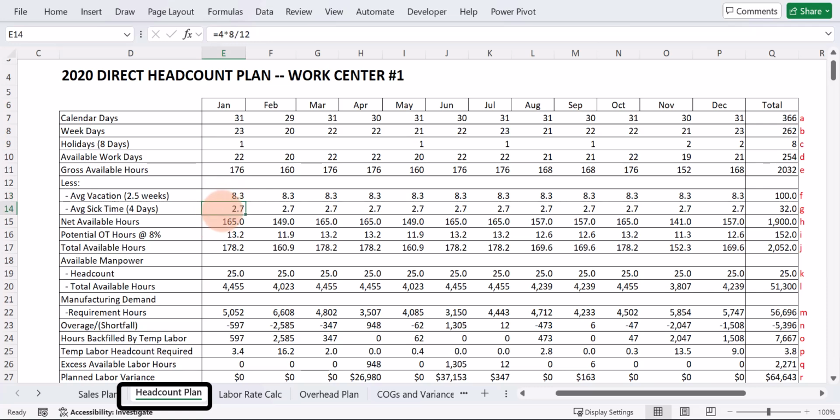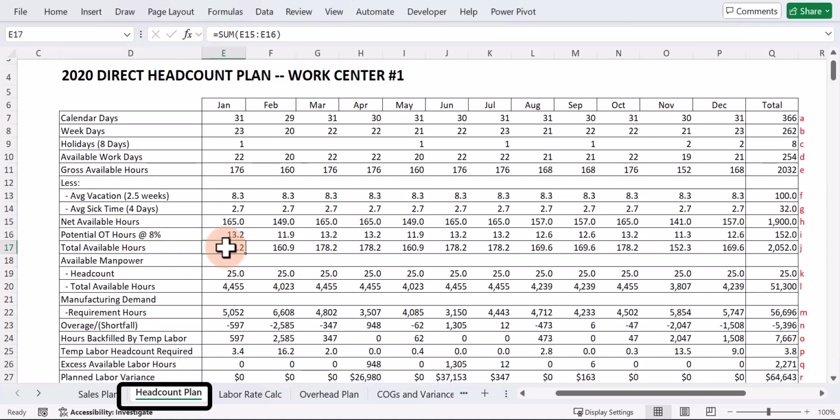And then we have an average sick time that we expect of 4 days a year, or another 32 hours that we're going to subtract out. So this tells us on a straight time basis that the average employee is going to be available for work 1,900 hours. Then we know that some of our employees are going to be working overtime, so we guesstimate that we're going to have 8% of overtime.